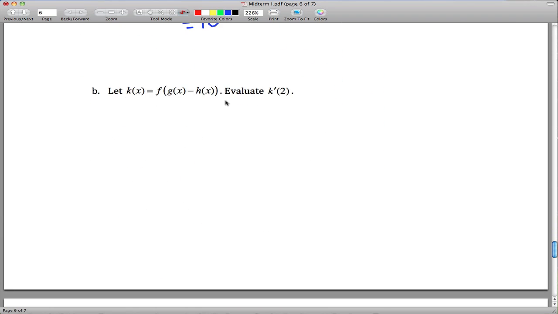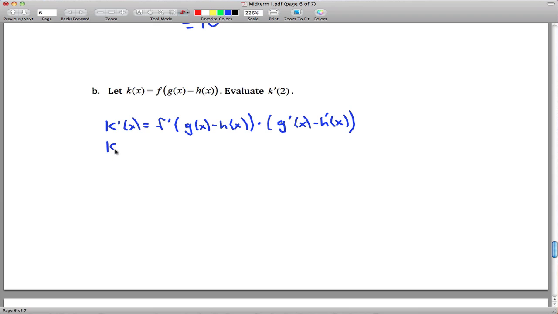Part B, we want to find this derivative and then evaluate it at 2. Okay, first let's find the derivative. This is again a chain rule problem. The outside function is the f. Leave the inside stuff alone. And then we're not done. You have to multiply that by the derivative of the inside. The derivative of something minus something is the derivative of the first minus the derivative of the second. Prime of x. So if that's k prime of x, k prime of 2, replace all the x's with 2's.